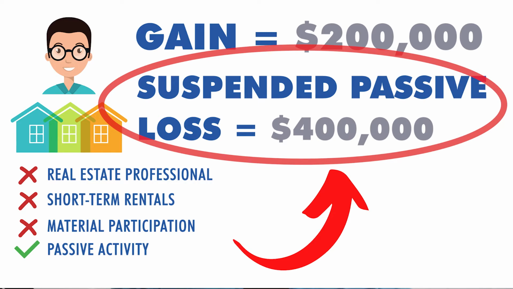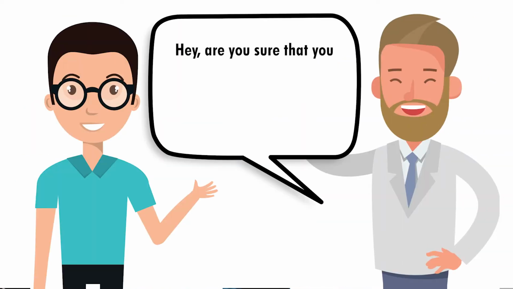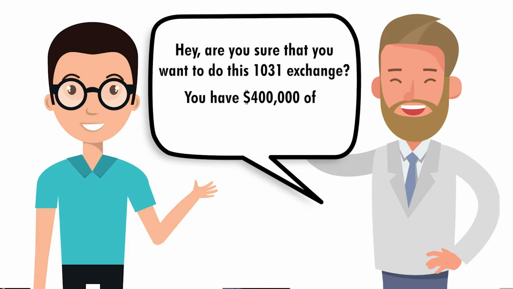So when we found that, we took that to him and we said, "Hey, are you sure that you even want to do this 1031 exchange? Because you have $400,000 of suspended passive losses. On the rental sale, 200K of gain, you'll tap into that 400,000 of suspended passive losses, and you'll still have about $200,000 of suspended passive losses that you can use going forward."